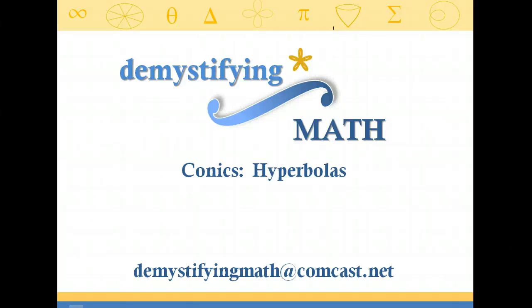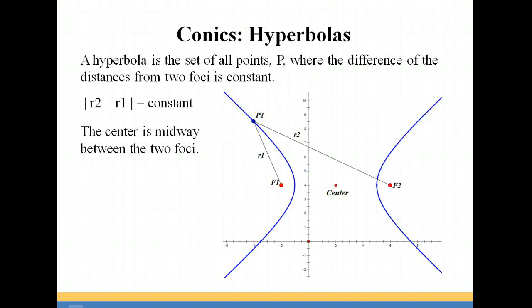In this lesson, we're going to be discussing hyperbolas. We're going to use a geometric definition of a hyperbola. Look at the figure that we have drawn here. We have a hyperbola drawn with two focal points, F1 and F2. And we also have the center of the hyperbola. Notice that the center of the hyperbola is halfway between the two focal points.